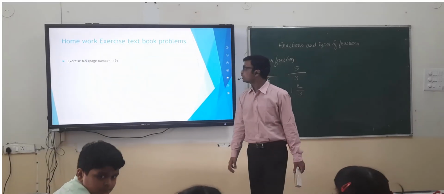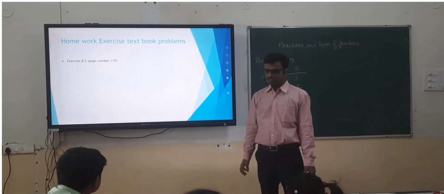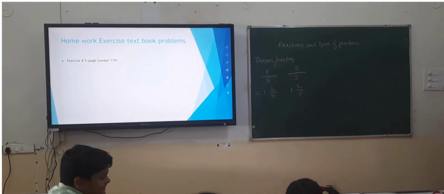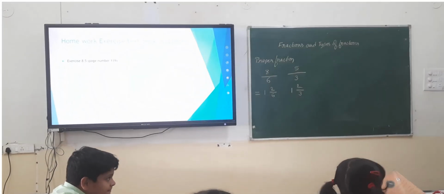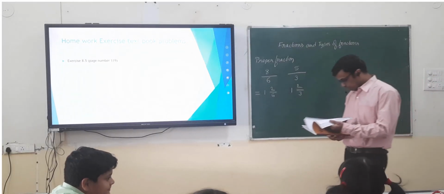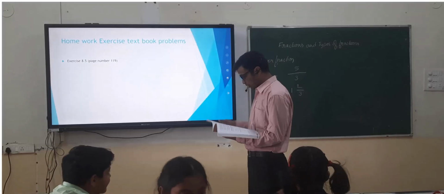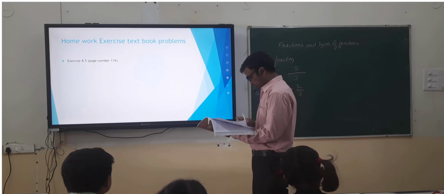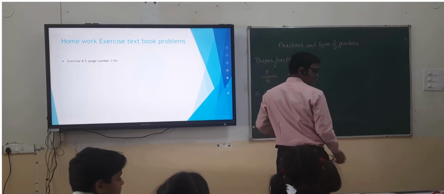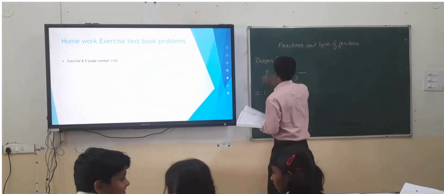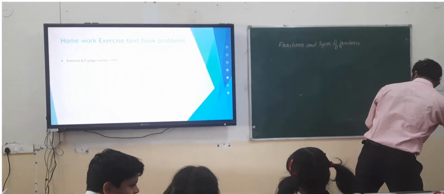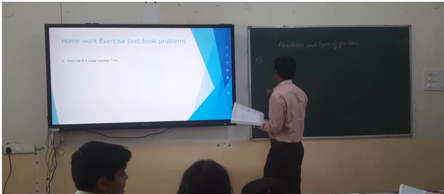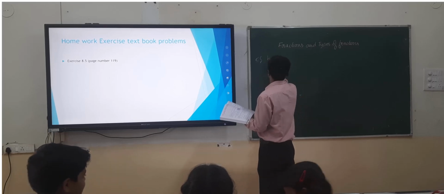Exercise 8.5, page number how much? 119. Open page number 119 and we'll solve some of the questions from that. So identify the types of fraction in the questions. Here is the question. I will take 2 sums and we'll see which of them are proper fractions, which of them are improper fractions.